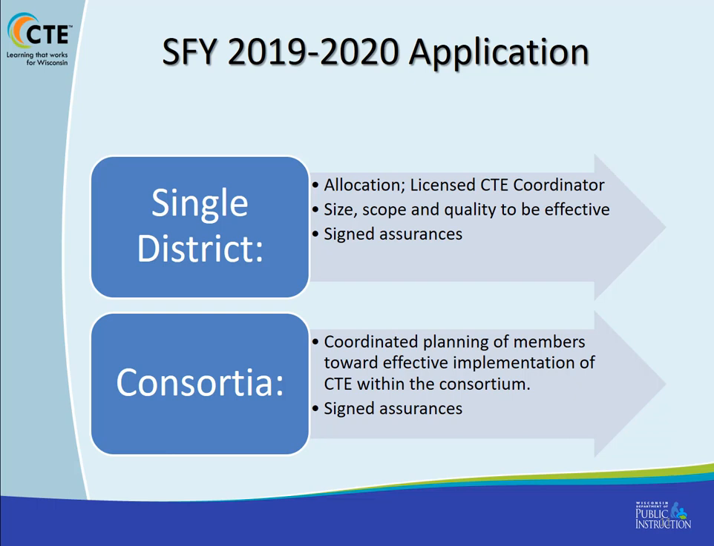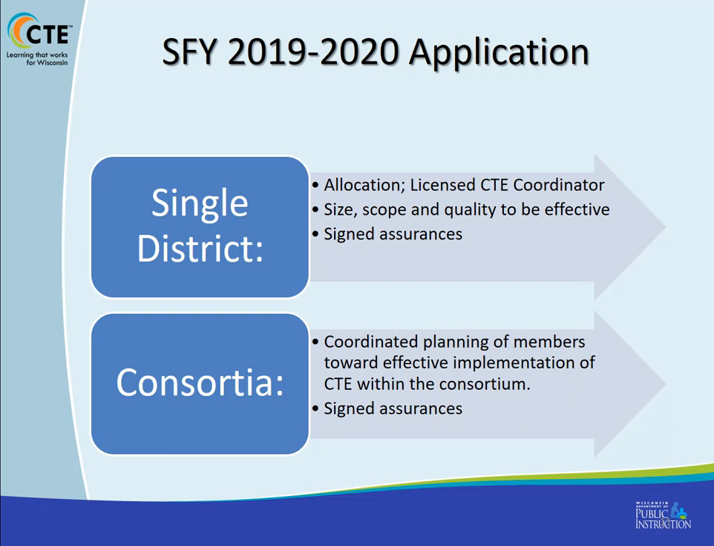The application is completed in the WISE Grants portal and will be due April 30th. Applications are completed and submitted by either a single district or by a consortia fiscal agent. The function of a consortia is to combine funds and have coordinated planning between the member districts that will lead to effective implementation of CTE and the Perkins Act.